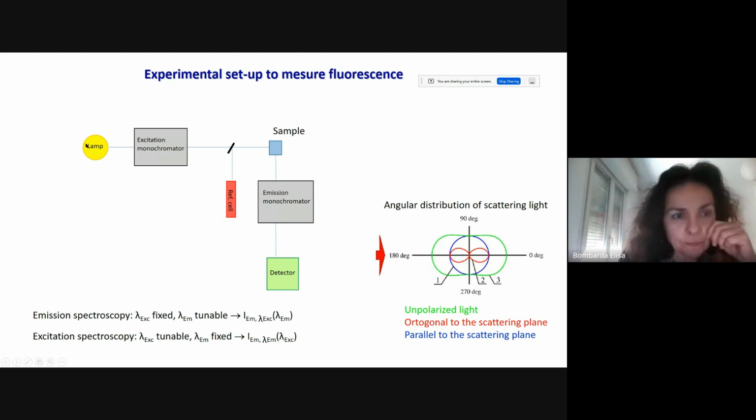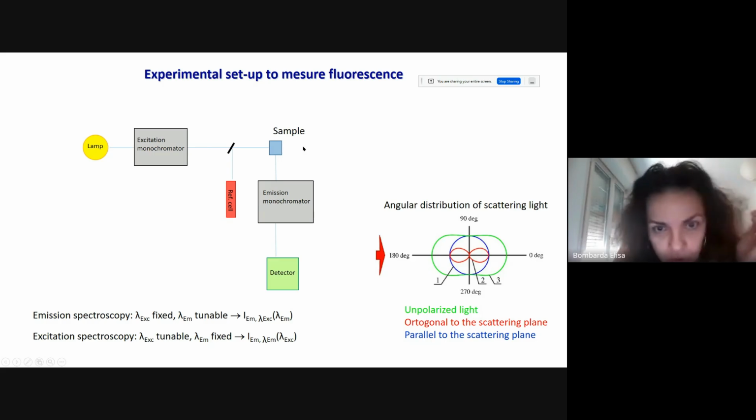Let's come to the story of the 90 degrees. Because in principle there is much more light. Fluorescence is emitted, of course, in all directions, so in principle we could also detect here. It's emitted in the same way in all directions. But here I represent the angular distribution of the scattered light, which, as you see, has a minimum at 90 degrees.